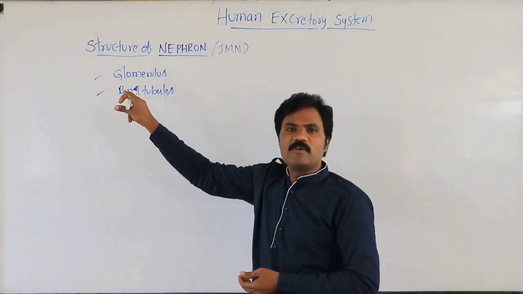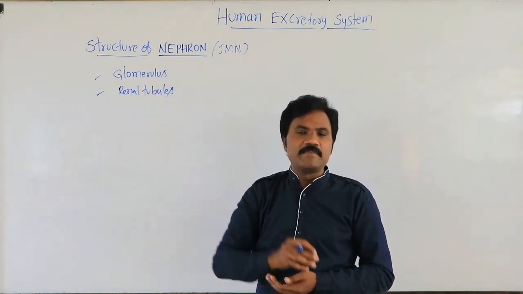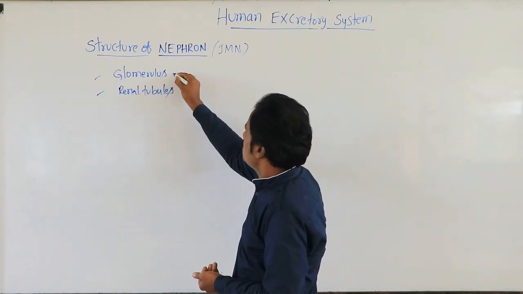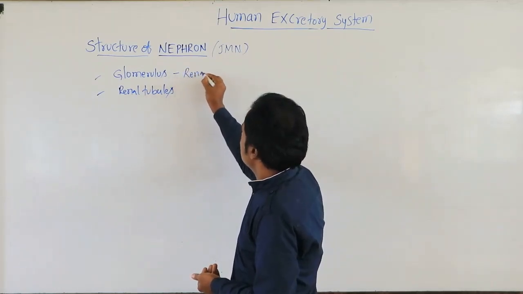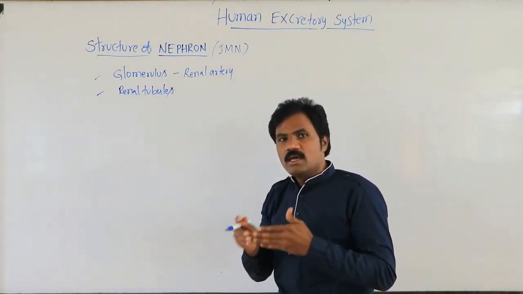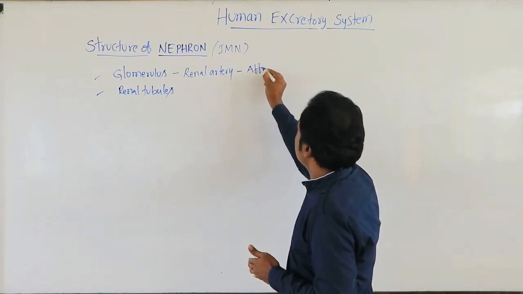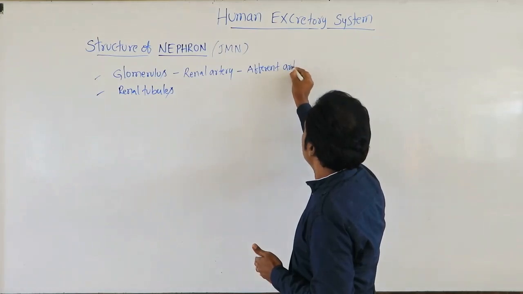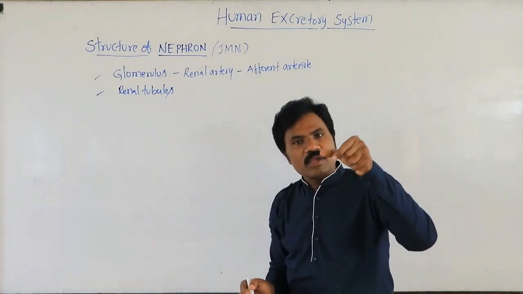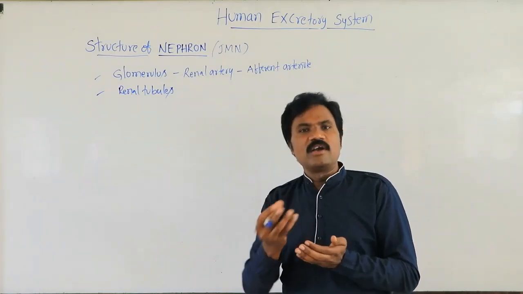How will the glomerulus be formed? The blood vessel which comes from the heart to the kidney, we call the renal artery. From the renal artery, it differentiates into the afferent arteriole. This afferent arteriole enters inside the nephron, then it forms into the glomerulus. It helps with filtration.